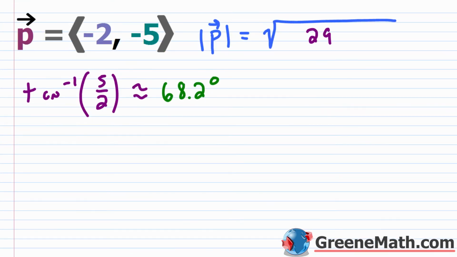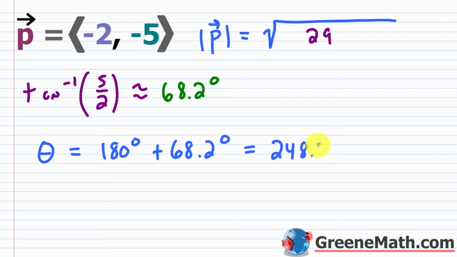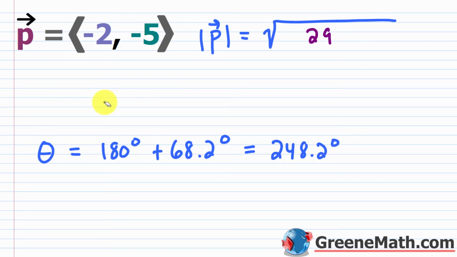So if I go back, all I want to do is say theta is going to be equal to 180 degrees plus 68.2 degrees. You can put approximately here. Let's just leave the equals for a moment, I'll change it in the end. So this is going to be what? It's going to be 248.2 degrees. Let me erase this, we don't need this anymore. So that's our direction angle.